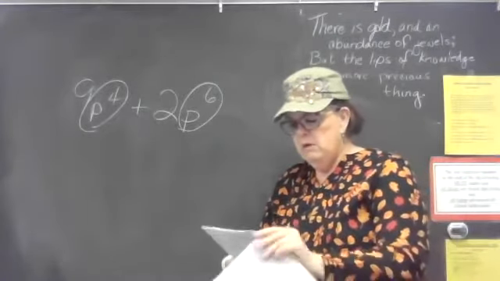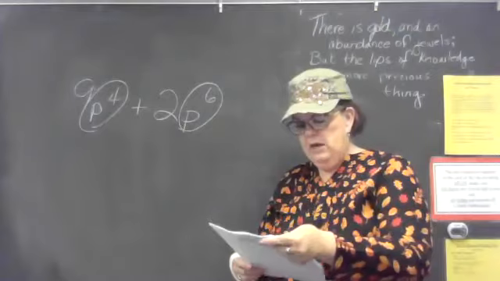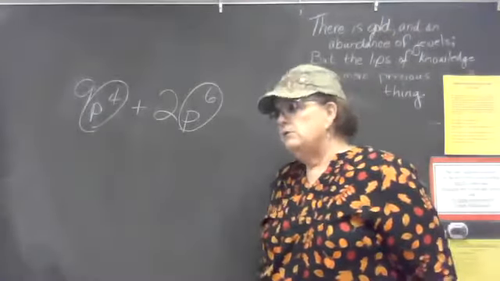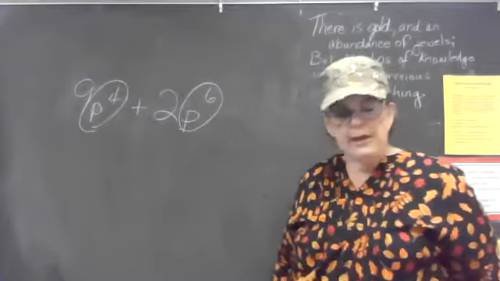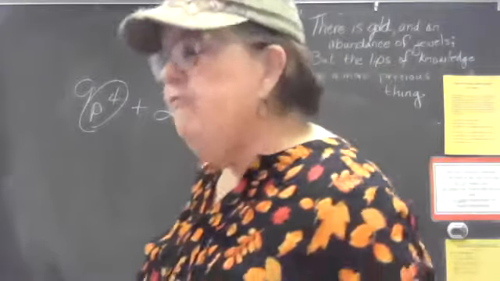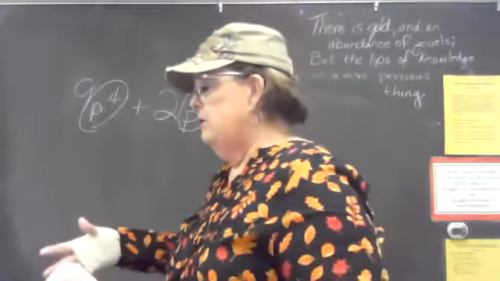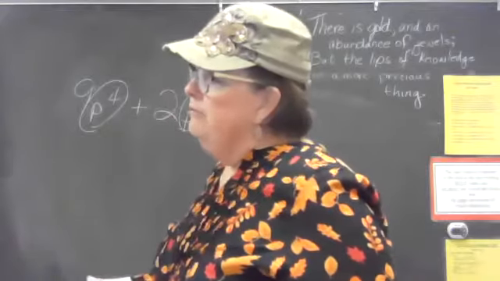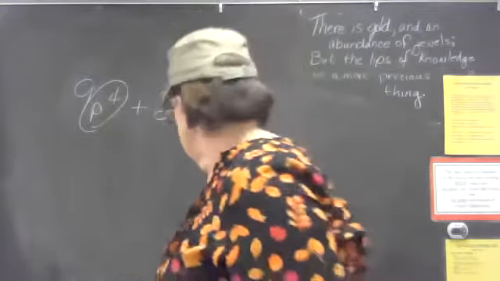Okay, adding monomials. If they're not common, you just leave it alone. Don't work it out, because every different type of term has to be listed by itself. So you can only group those together.